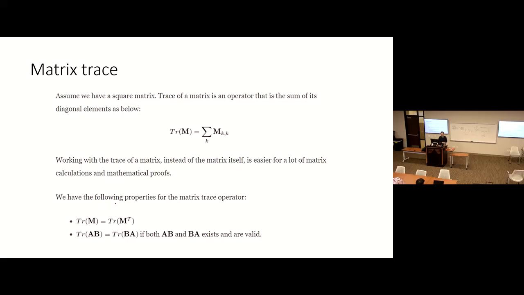And the trace is to take all the values in the diagonal position. So you just sum all these values. In this case, the trace will be 0. The trace is the sum of all the values in an M matrix's diagonal positions, the kk: 1,1, 2,2. That's the definition of a trace.